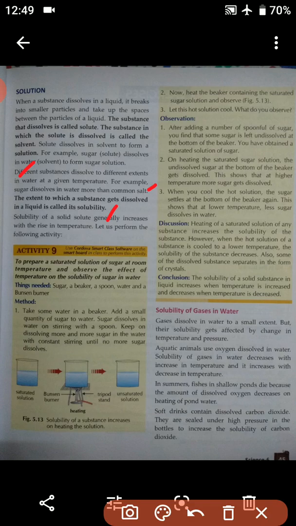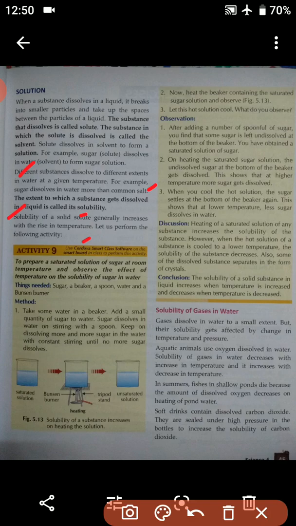So the solubility of a solid substance generally increases with the rise in temperature. So students, the solubility of a solid solute will generally increase with the rise in temperature. So a solid solute will be sugar. Okay, sugar is in solid form. So let us perform the following activity. So now we are going to perform the following activity in order to understand it very properly.